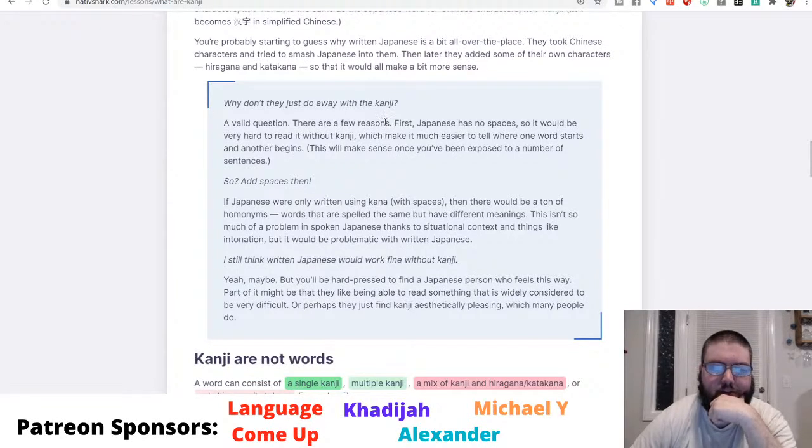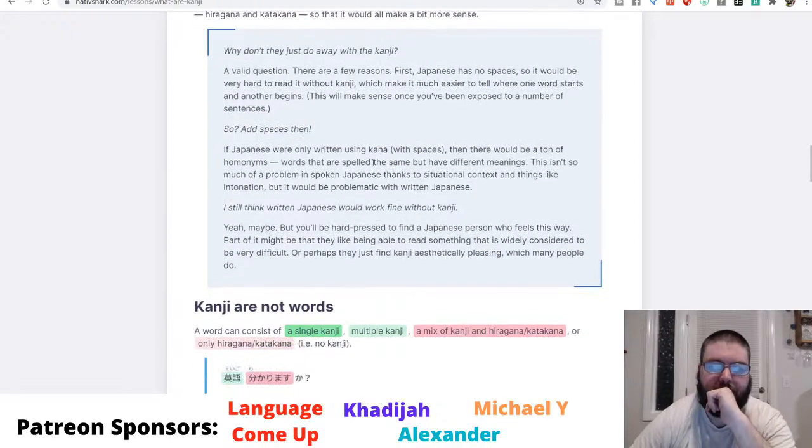Why don't they just do away with kanji? Valid question. There are a few reasons. First, Japanese has no spaces, so it would be very hard to read it without kanji. That is very true. Which makes it much easier to tell where one word starts and another one begins. This will make sense once you've been exposed to a number of sentences.